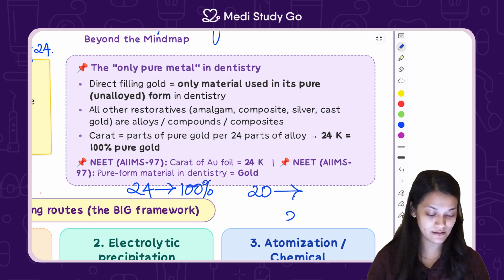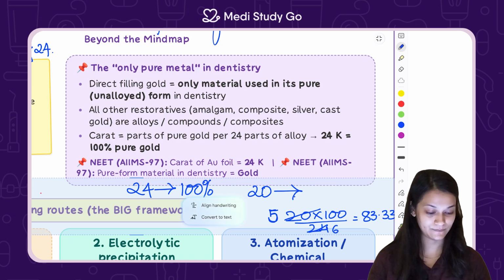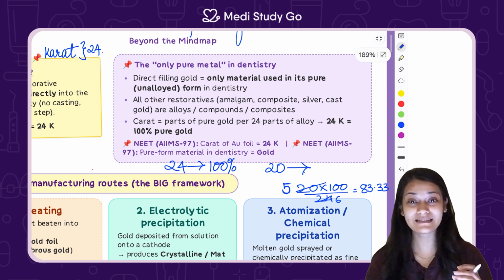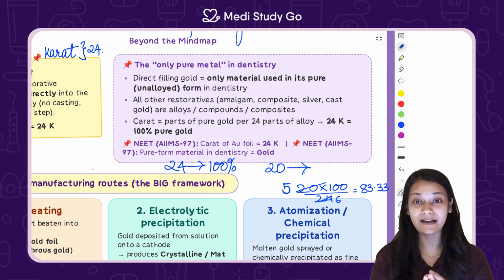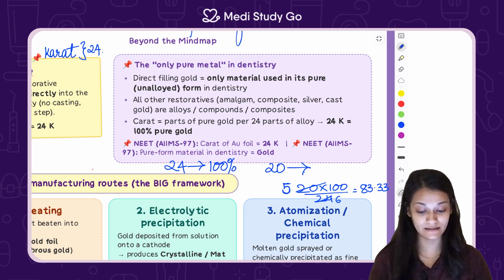All you need to do is 20 into 100 upon 24. So this will be, which is nothing but 83.33%. So this is dividing your entire 100% gold into 24 equal parts to give carat.